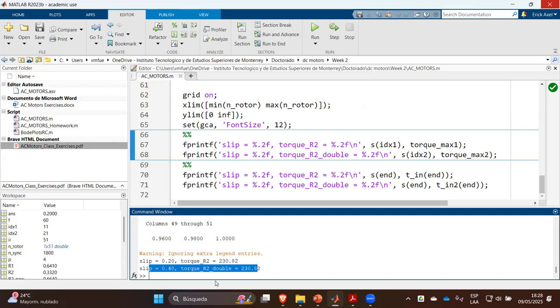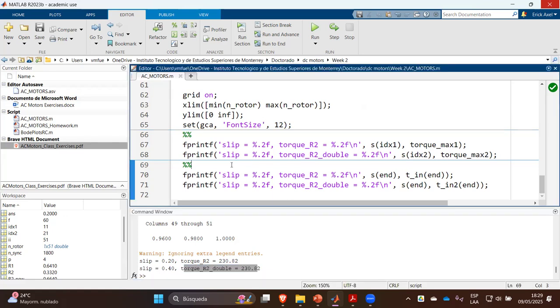And when we double the resistance R2, you can observe that the maximum torque is essentially the same, but the slip has been doubled. So when we double the resistance, the slip also doubled, because we go from 0.2 to 0.4. This is the slip at which this maximum torque occurs.